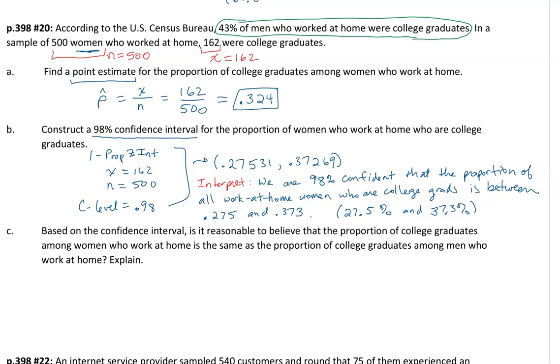So I find a picture is really useful. So I'm going to bring that 43% for men so that we can compare it to our number for women. I like drawing my number lines. So here we go. The interval that we got is, I'll go back to decimals, I guess, 0.275 and 0.373. And we believe that the proportion for all women is in here.